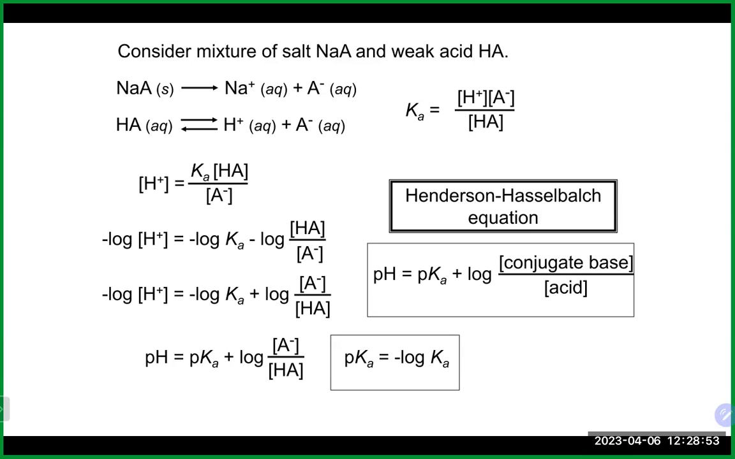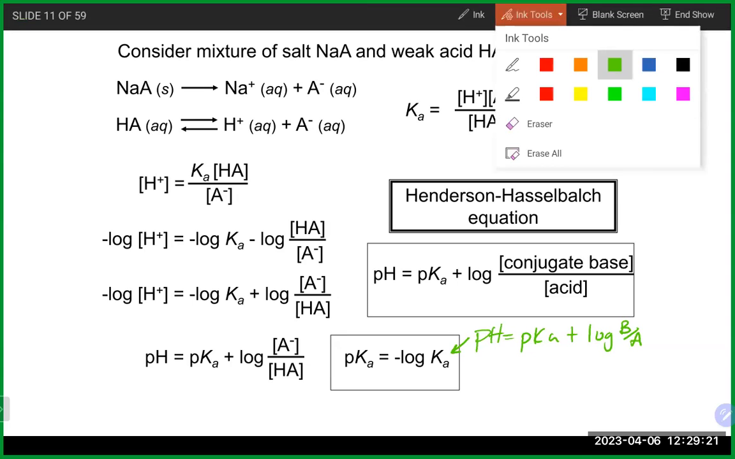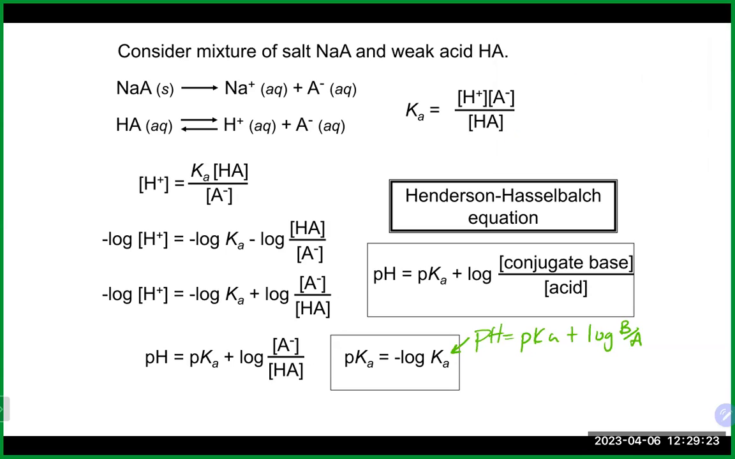So essentially, all the rest of it here is how we get to that equation. The pH equals the pKa plus the log of the base over the acid. And to calculate the pKa value, you take minus the log of the Ka value. You can use this for any type of buffer situation or common ion situation.